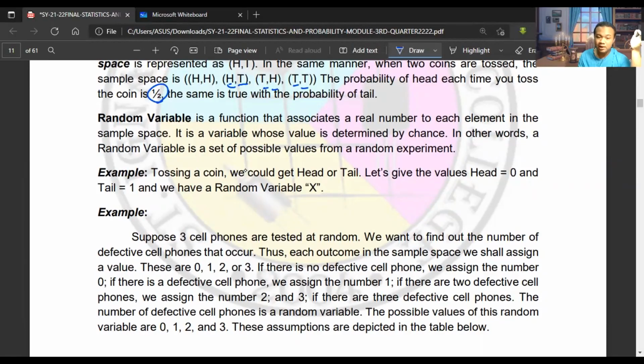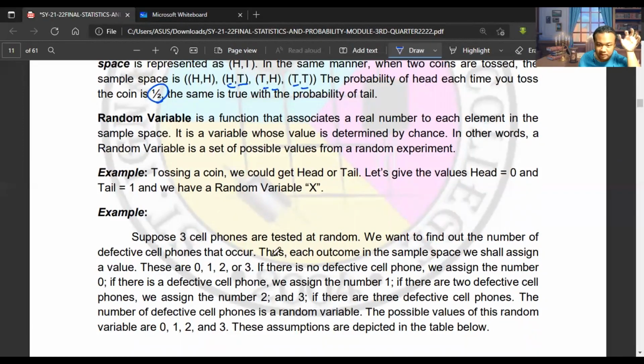Okay, so for example, tulo ka cellphones tested at random, di ba? We want to find out the number of defective cell phones that occur. So each outcome in the sample space we shall assign a value. So for example, ito ta sa whiteboard, okay?